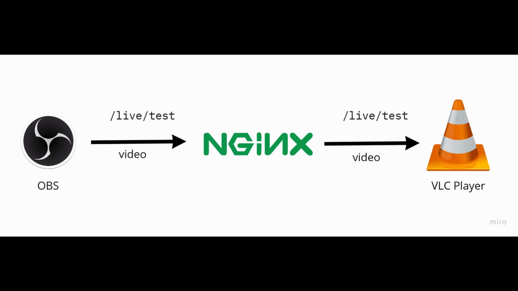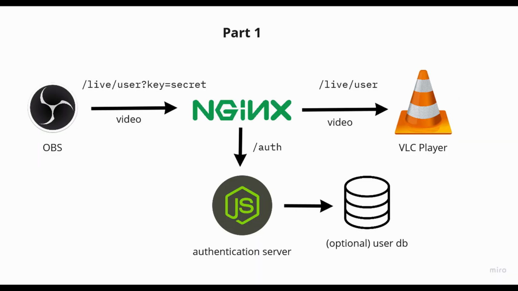So we'll need to secure the stream, and that's where our authentication server comes in. We're going to change our stream key to be the username of the person streaming and then require that they give a key as a secret password. We'll then configure Nginx so that it checks with our auth server before allowing the stream to be published.